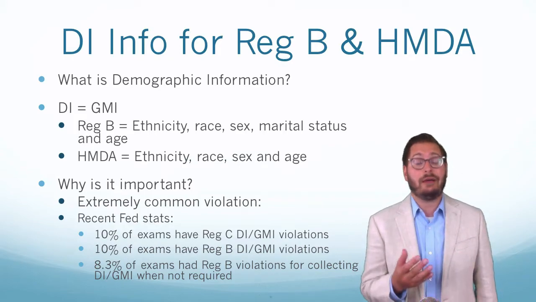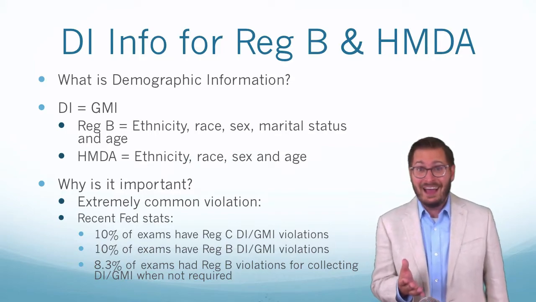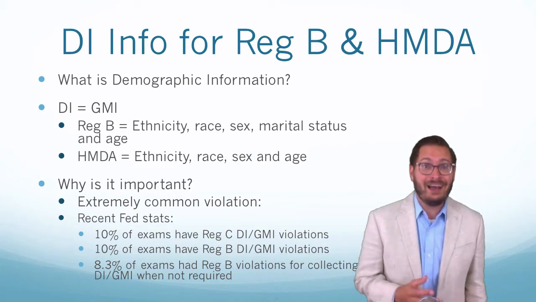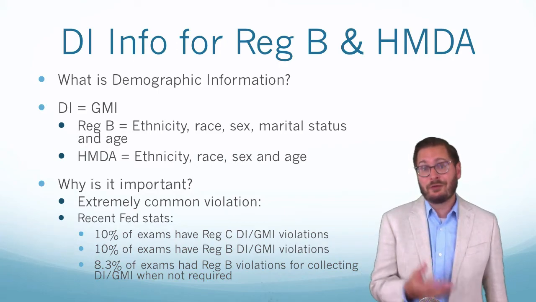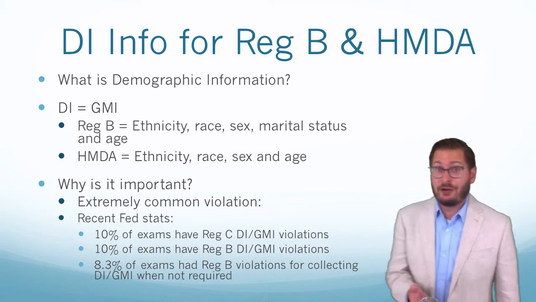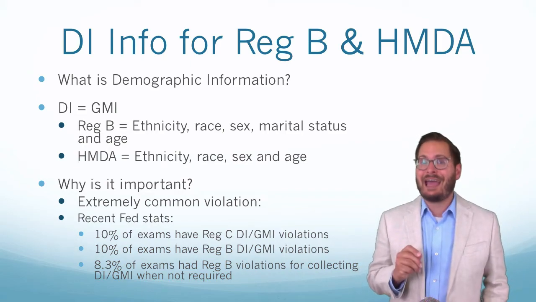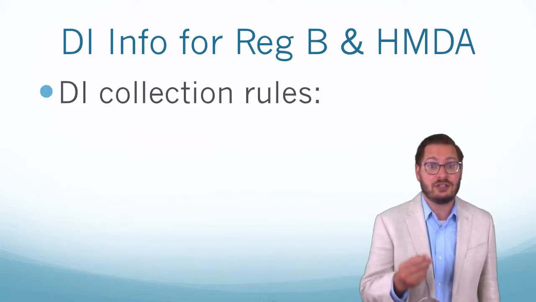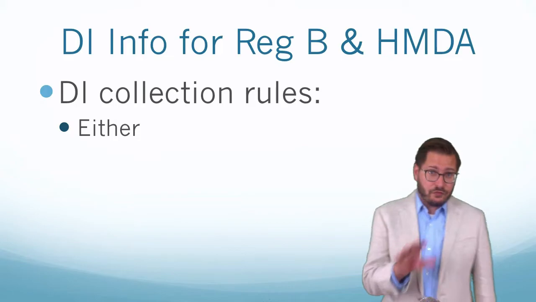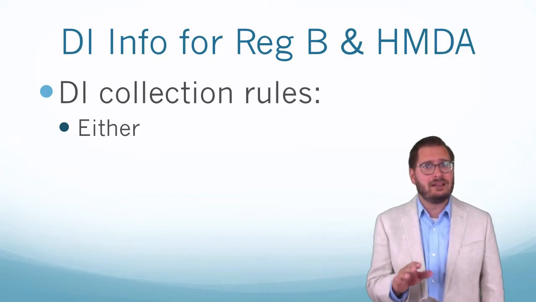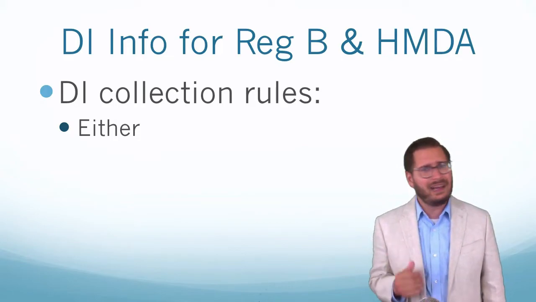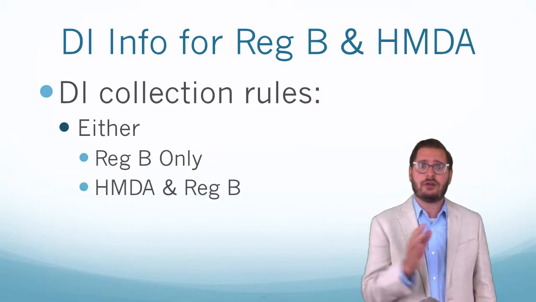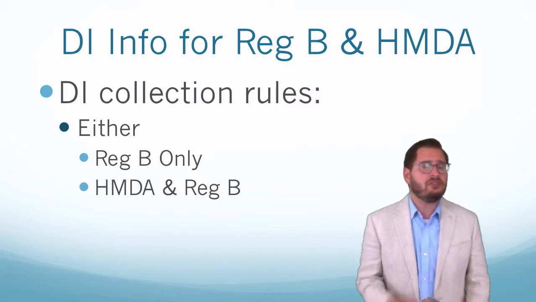Now, for HMDA reporters, I'm sorry, I cannot help you today. I don't have time in a 3 to 5 minute video to tell you when HMDA is required. But if a loan is HMDA reportable, then you have to collect your demographic information. What we will talk about today is when demographic information, or GMI, is required under Regulation B. So first of all, you're going to be collecting information either as a non-HMDA reporter, which means Reg B only, or if you're a HMDA reporter, you're going to be collecting both under HMDA and Reg B. So this is going to apply to everybody.